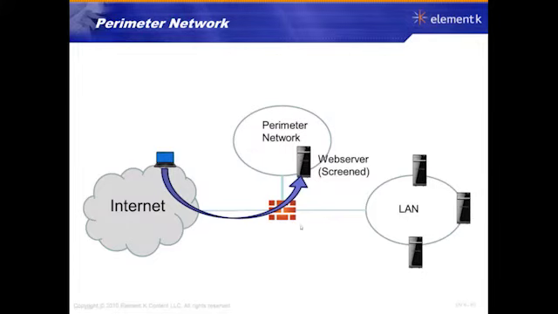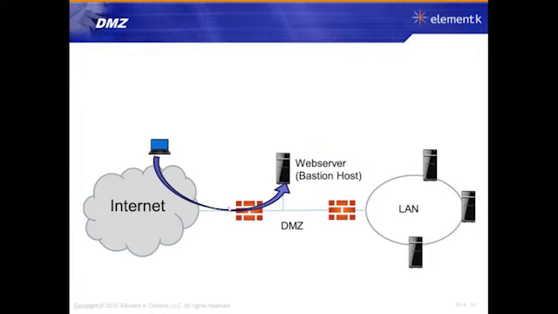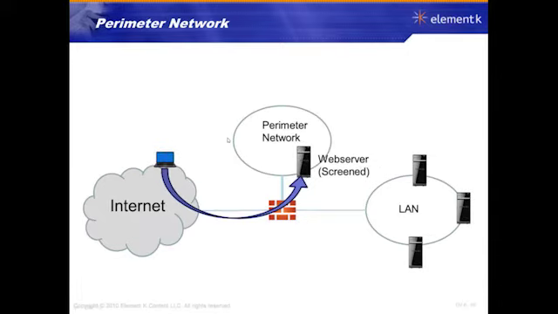Here is a variant called a perimeter network, sometimes called a screened subnet. It's basically one firewall, but notice in the previous setup one firewall just has two connections. In the screened subnet or the perimeter network, one firewall has three connections or four connections. One of the connections goes to the internet, one goes to the LAN, and then one goes to the DMZ, the perimeter network, the screened subnet.